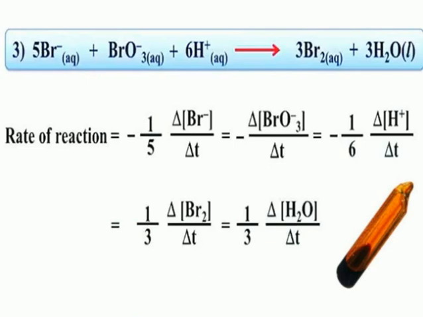Next, consider the products. The product concentration gets a positive value, 1 by 3 dBr2 by dt. Water is also a product, so 1 by 3 delta H2O by dt only. So whenever you see a reaction, you mention 1 by the coefficient value. If the coefficient value is 1, it is 1 by 1. These are the mathematical representations of the rate of a chemical reaction.